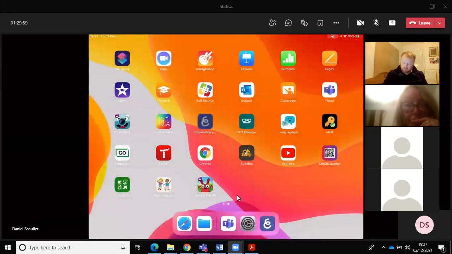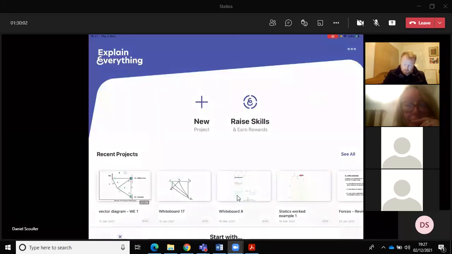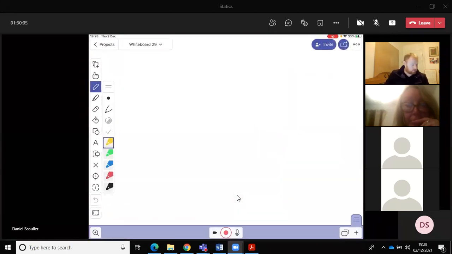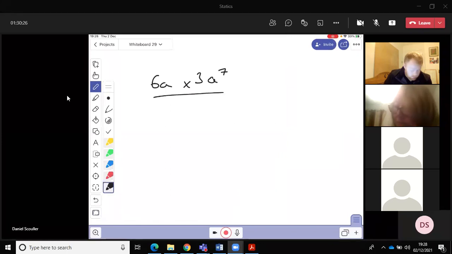Okay, let's have a couple more. Similar sort of question then, just with a few more terms. That should be a 7. So 6a times 3a to the power of 7, divided by 9 root a. Okay, so a lot going on, but let's just break that down and go through it chunk by chunk.